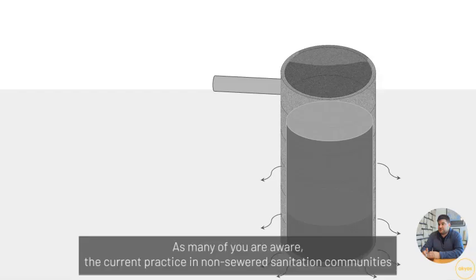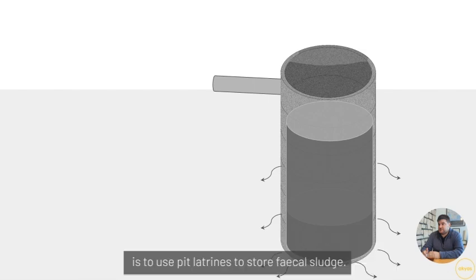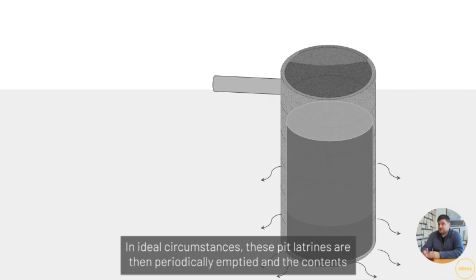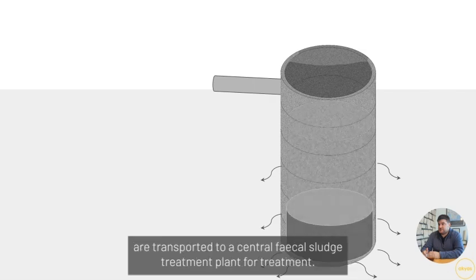As many of you are aware, the current practice in non-sewered sanitation communities is to use pit latrines to store fecal sludge. In ideal circumstances, these pit latrines are then periodically emptied and the contents are transported to a central fecal sludge treatment plant for treatment.